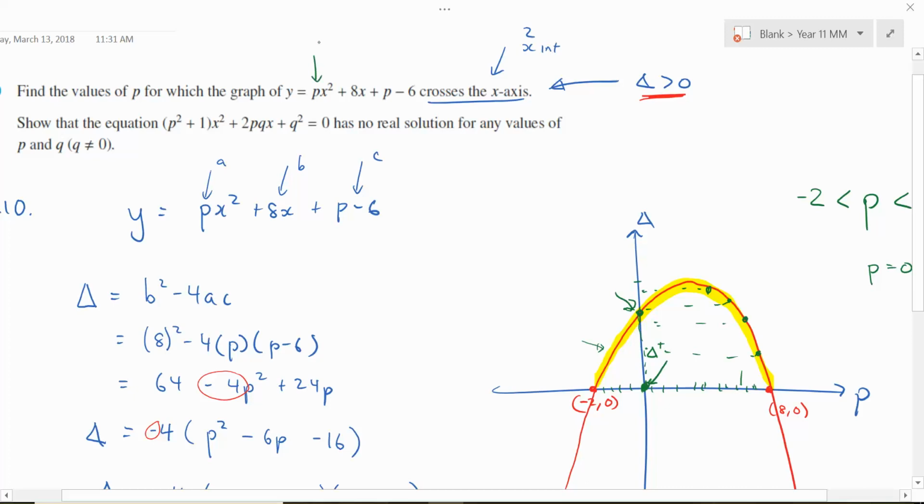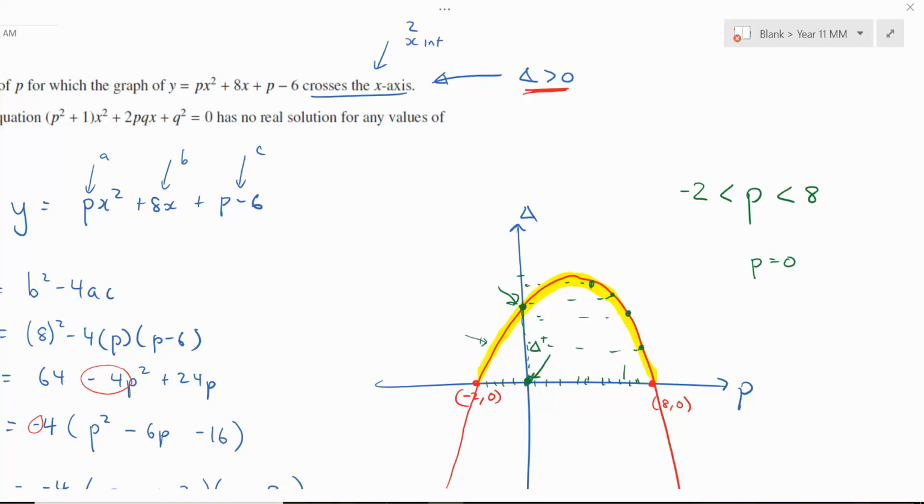If p was 0, then what you end up with is y equals plus 8x minus 6. True? That's what y will equal. So that's not a quadratic equation anymore. That's a linear equation. So therefore, you can't consider that as part of a quadratic answer. So this should be your answer here.